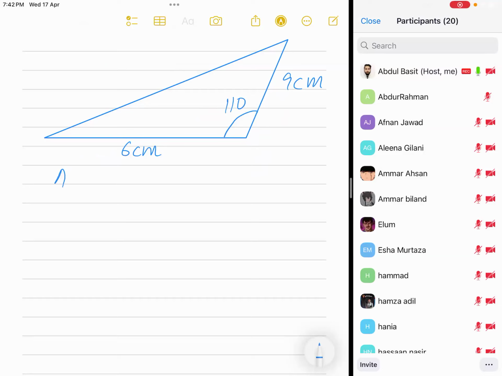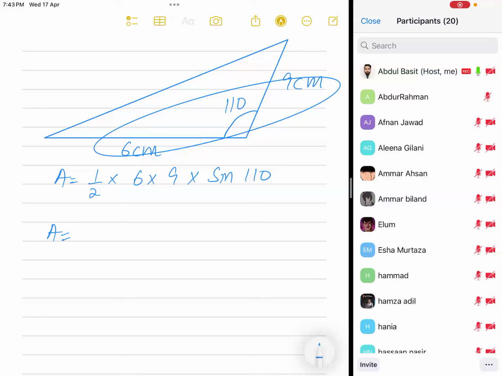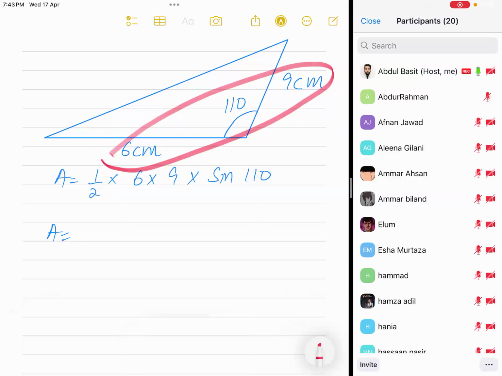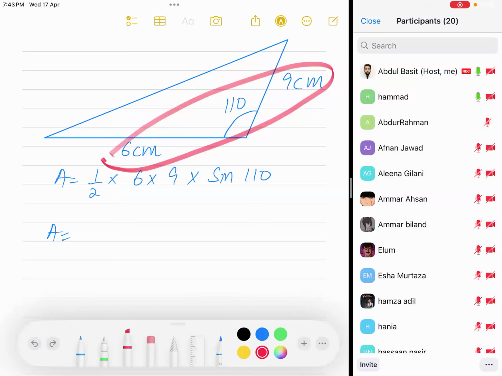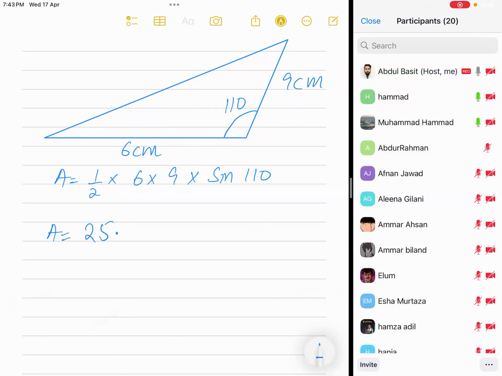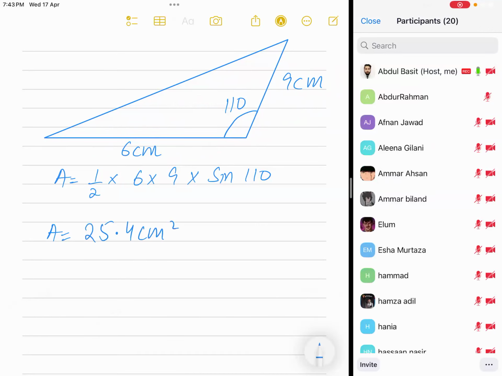Now the formula would be 1 by 2, multiply by product of two sides, and whatever angle is between. Got it? Now that would be the formula. So tell me what is the answer for this triangle? Product of two sides multiply by sine included. Got it? Product of two sides multiply by sine included. Got it? How much is coming, 25.3? 25.37, so 25.4 centimeter squares. Okay.